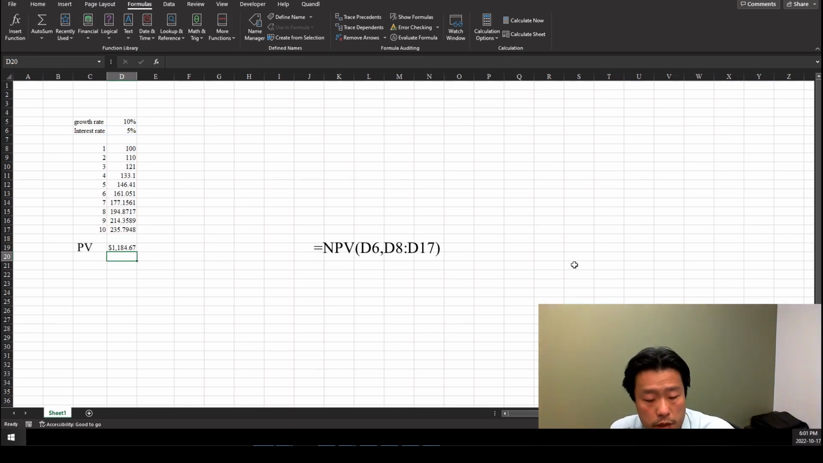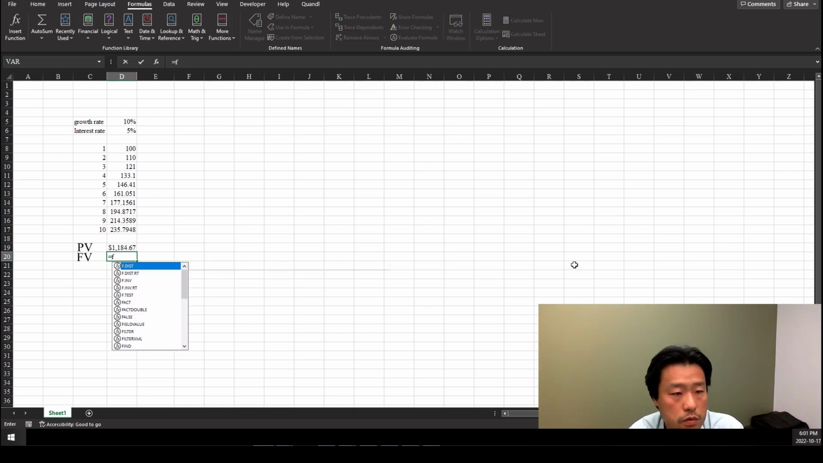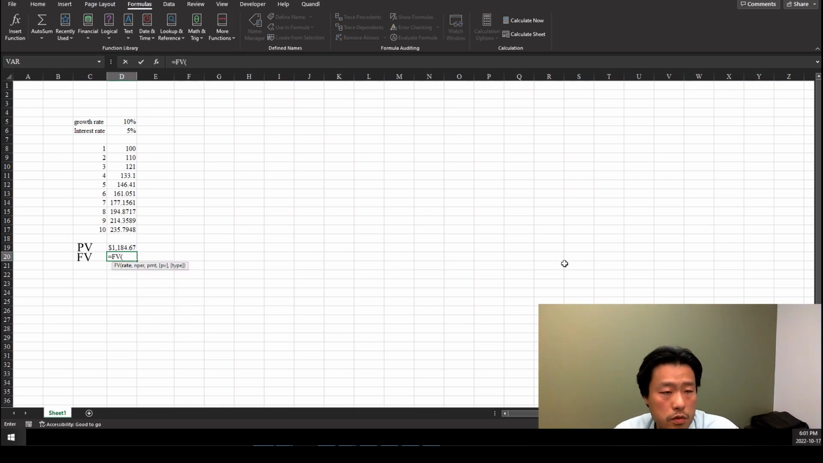To find the future value, you need to use the internal function for future value, which is equals FV. The interest rate would be the 5%, which is the interest rate for the whole period. And nper would be 10. There's no periodic payment, so we just skip it. The present value would be the NPV just calculated. So remember to put a negative in front of that number, or else you're going to get a negative future value.